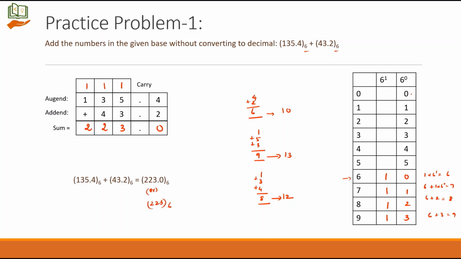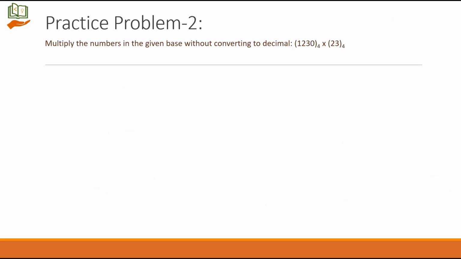Just do a decimal addition here. 135.4, 43.2. This is 0.6, this is 8, this is 7. When all these numbers are decimal, this works. That is for base 10, this works. But when it is for base 6, the rules are the same, but make sure you use the numbers only from this representation. The next problem will be multiplication.